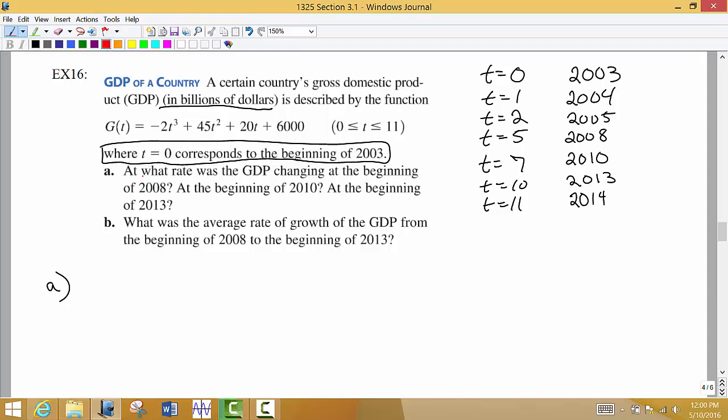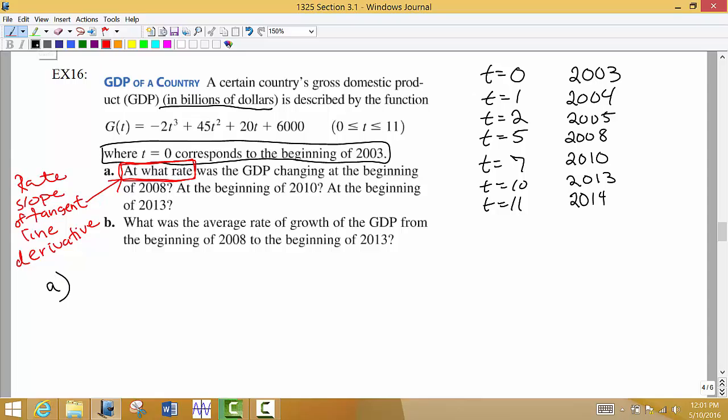Part A says, at what rate? This is one of the keywords we're going to be looking for. Remember, the derivative is the rate of change, the instantaneous rate of change, the slope of the tangent line, how things are changing at that specific point. So when you see the word rate, we're looking for the idea of the slope of a tangent line, which means I'm looking for a derivative. This is one of our keywords: rate of change. We want to know, at what rate was the GDP changing at the beginning of 2008?